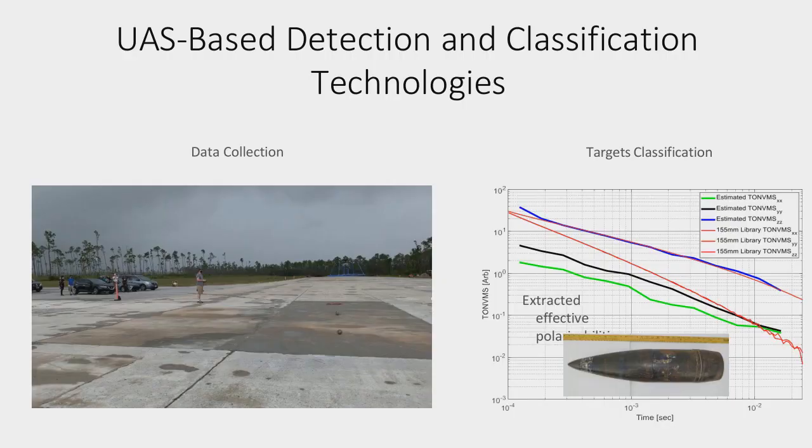Here is another result, where our system was adapted on a UAS system. Data was collected last year, and here are some extracted polarizabilities for targets, in this case for a 155 millimeter projectile, and this technology is able to detect and identify this target.